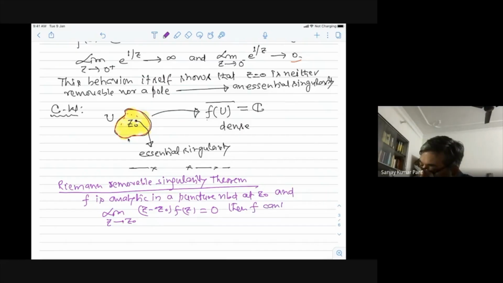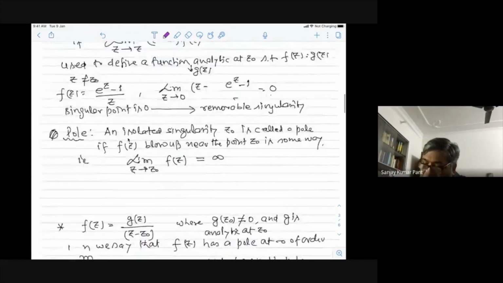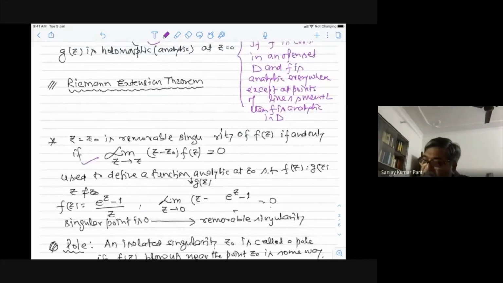f can be extended to an analytic function to the whole of the neighborhood. So this is the very famous Riemann theorem. It can be extended in a unique way. This is the defining property, which I think I have written somewhere also. This is the removable singularity. This is an if and only if case.